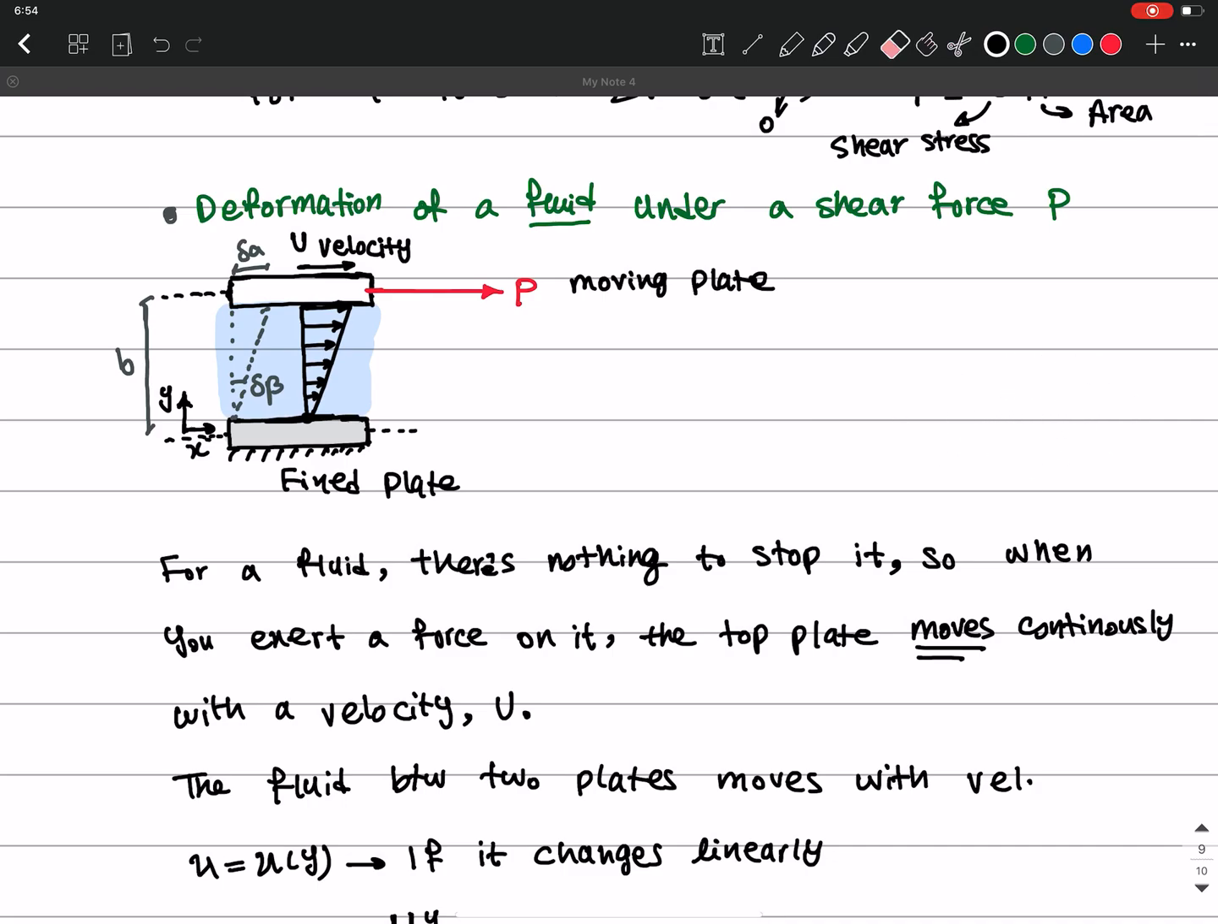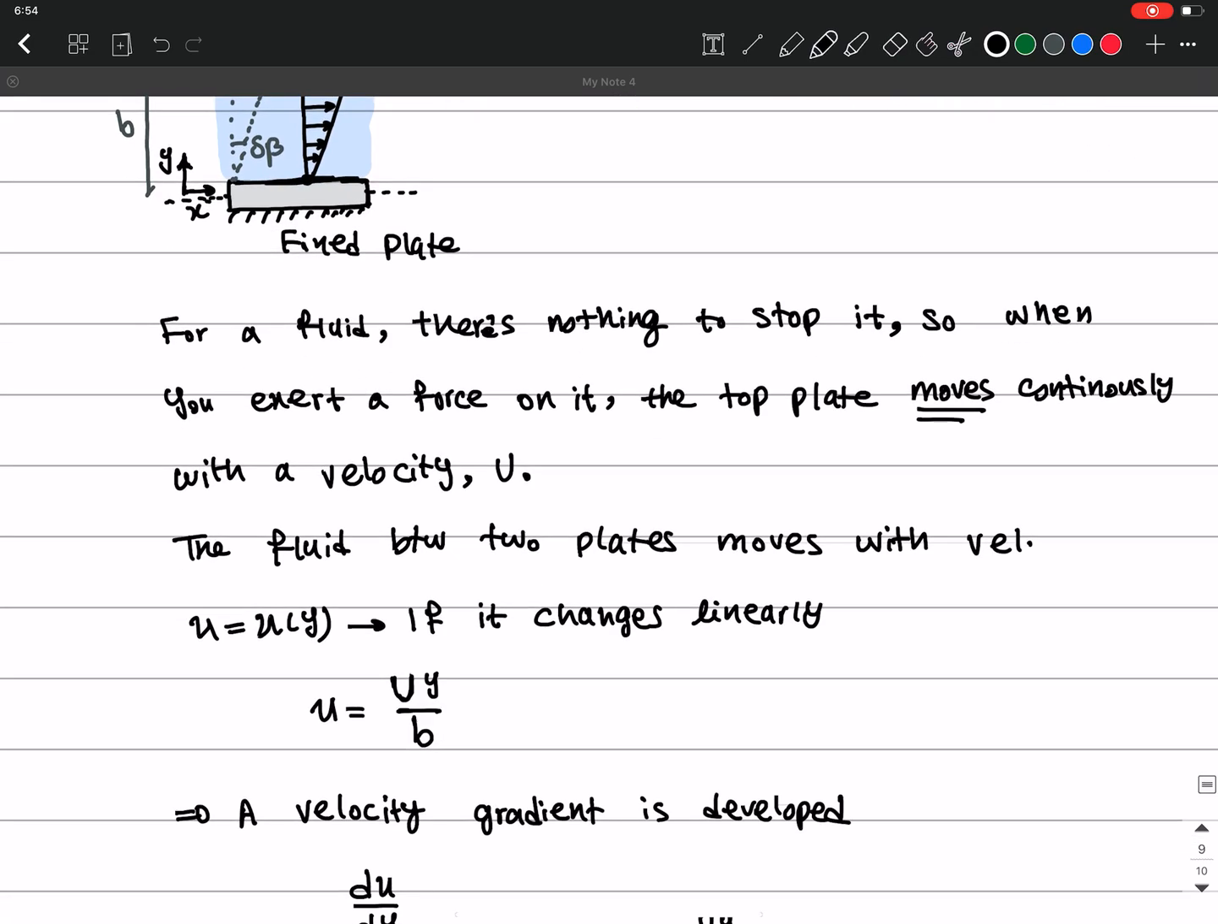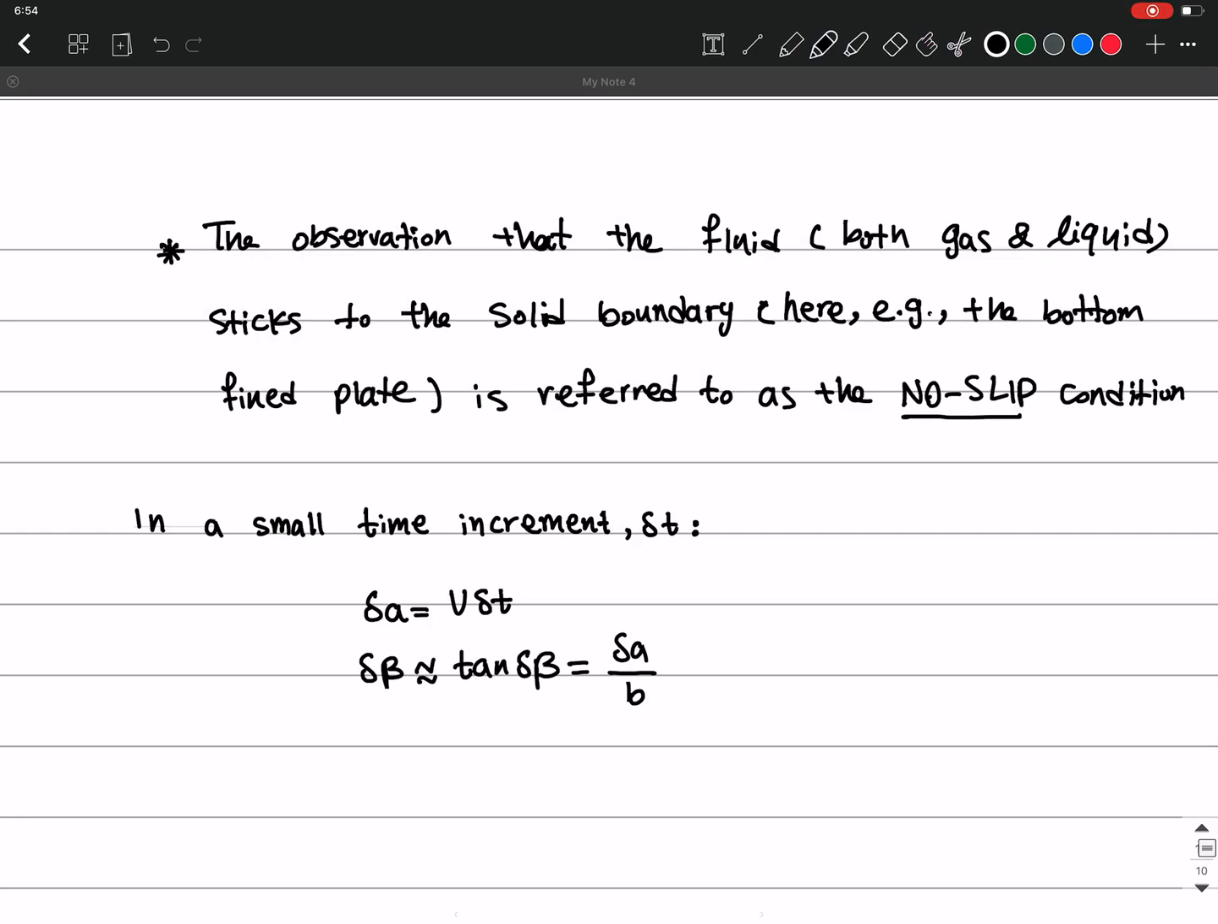So I'm just gonna clean it. And so now we have these two relations. I'm just gonna substitute delta A from here, and get delta beta. So delta beta is gonna be U delta t, which is delta A, over B. Okay, so this is what we can find.